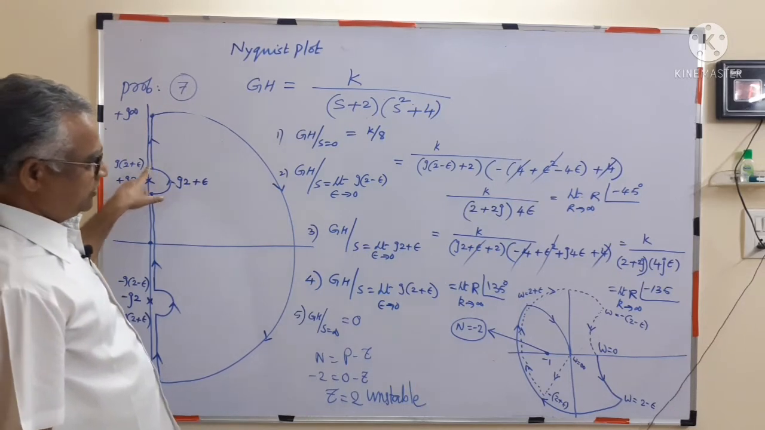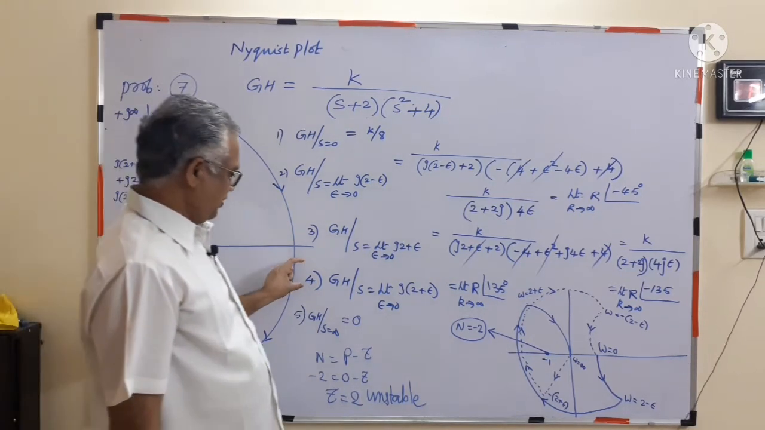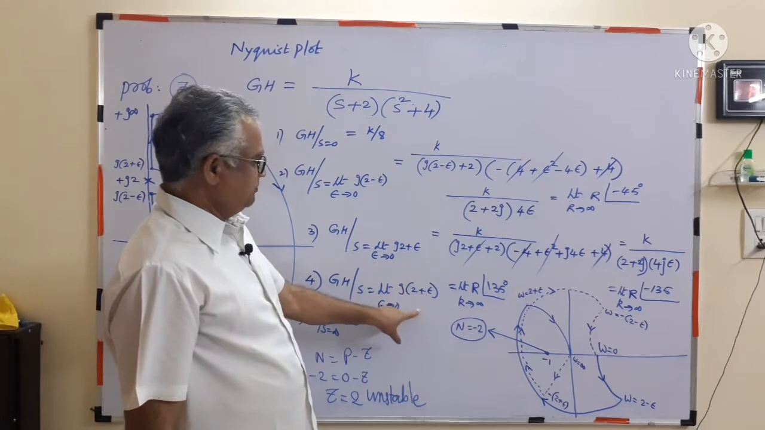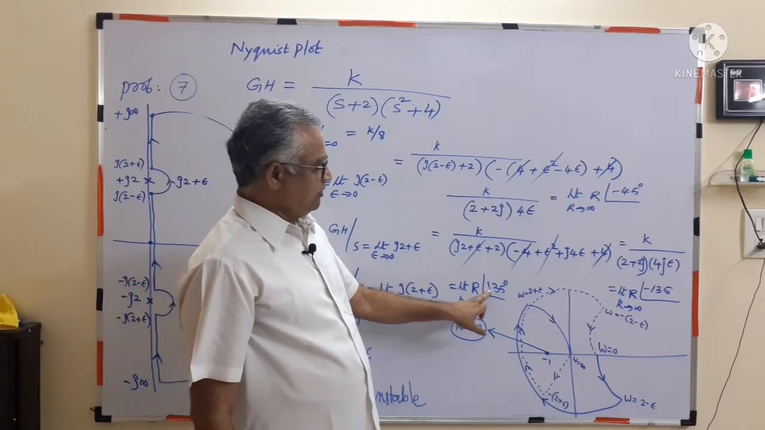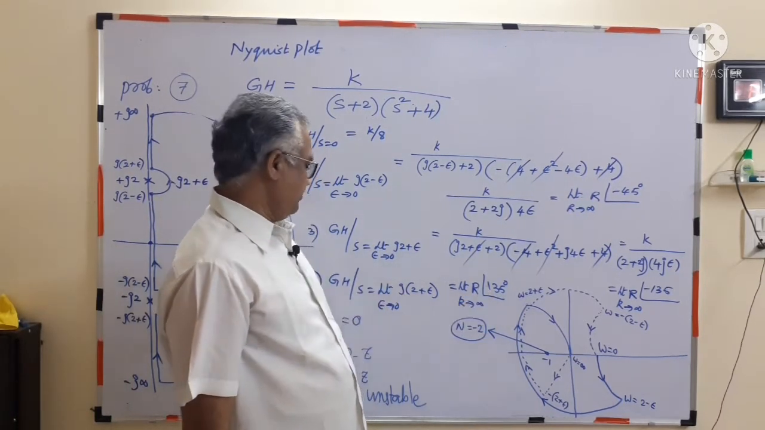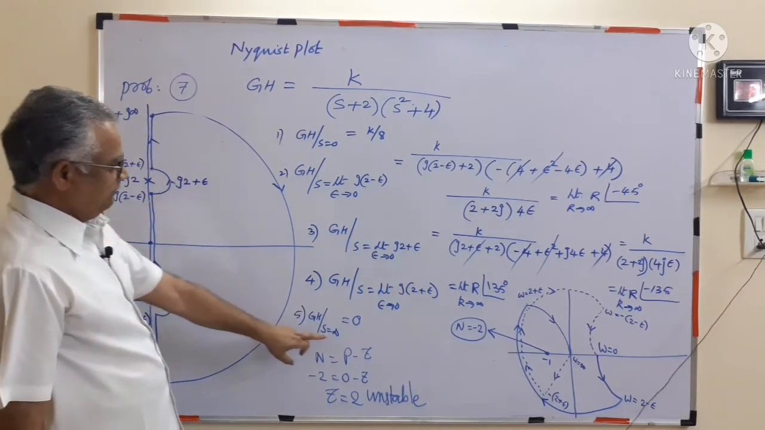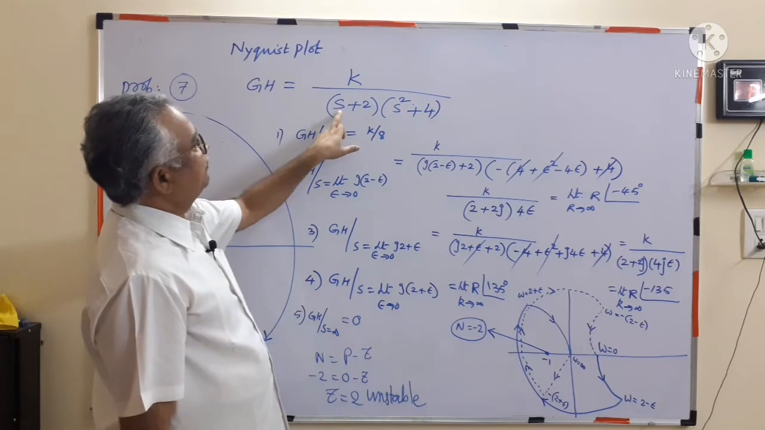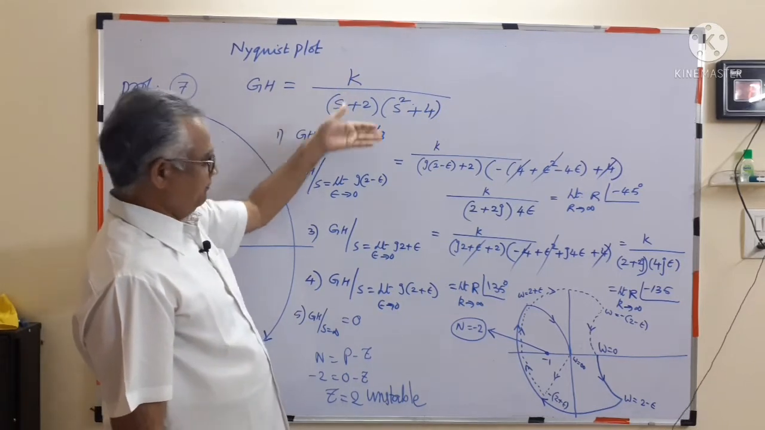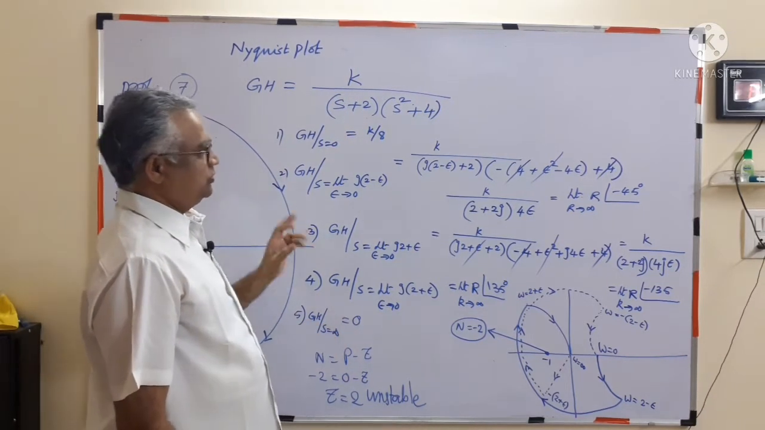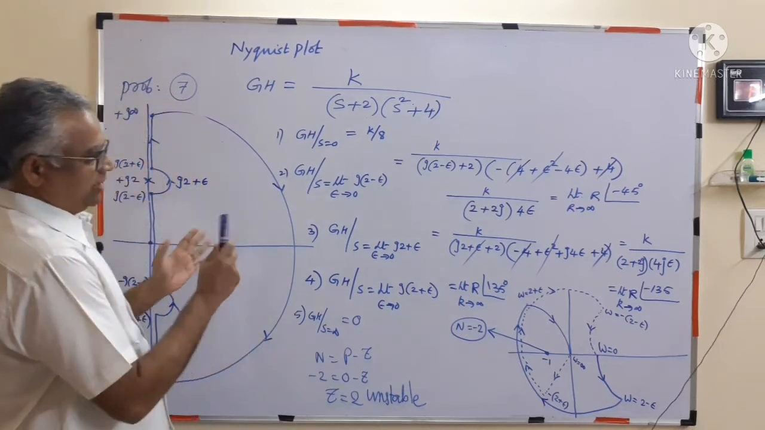Similarly, fourth point, in detail I have not done, you can do it later. Simplify, you get angle 135. Then last point at s equal to infinite. So something by infinite will be 0. Now observe how mapping is done.